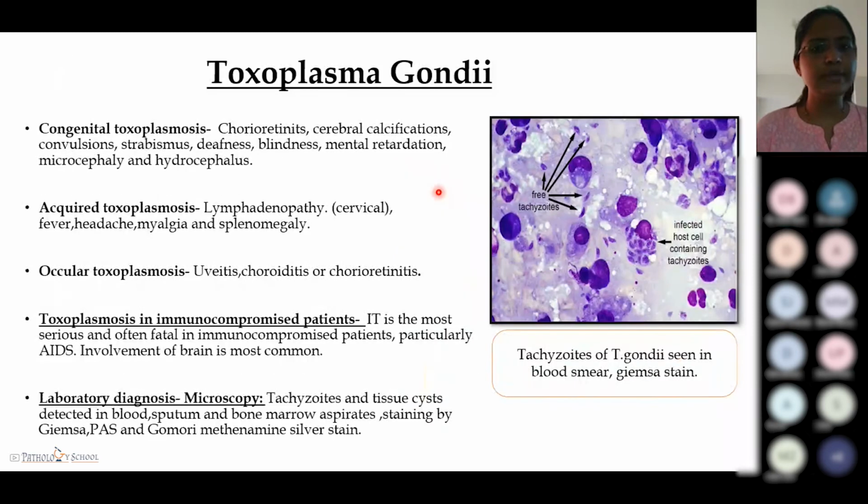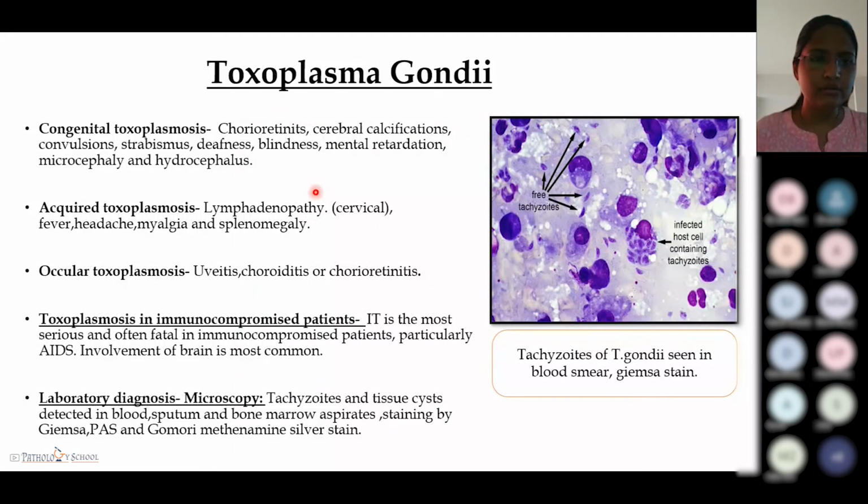Next is Toxoplasma gondii. It manifests as congenital toxoplasmosis, and the severity of the infection is inversely proportional to the time of transmission. If it is transmitted in the first trimester, it will be a more severe disease, and it manifests as chorioretinitis, cerebral calcification, convulsions, strabismus, hydrocephalus, blindness, and mental retardation.